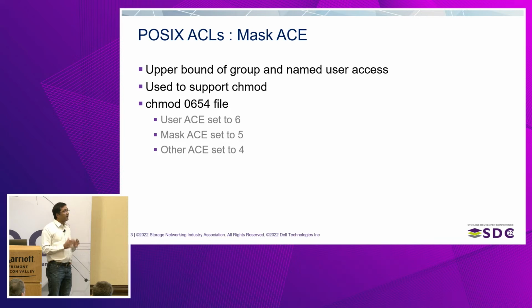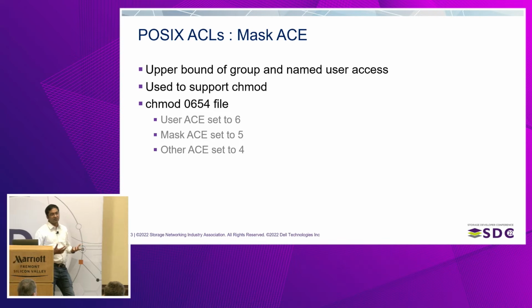It is primarily used to support chmod. If you look at this chmod example, you're doing chmod 654 of the file. The way the POSIX spec for ACLs defines this is that the user ACE gets the 6, the 5 goes to the mask case, and the 4 goes to the other. So it's kind of a definition of how chmod should work with these ACLs, right? Which is missing in the NTFS world.